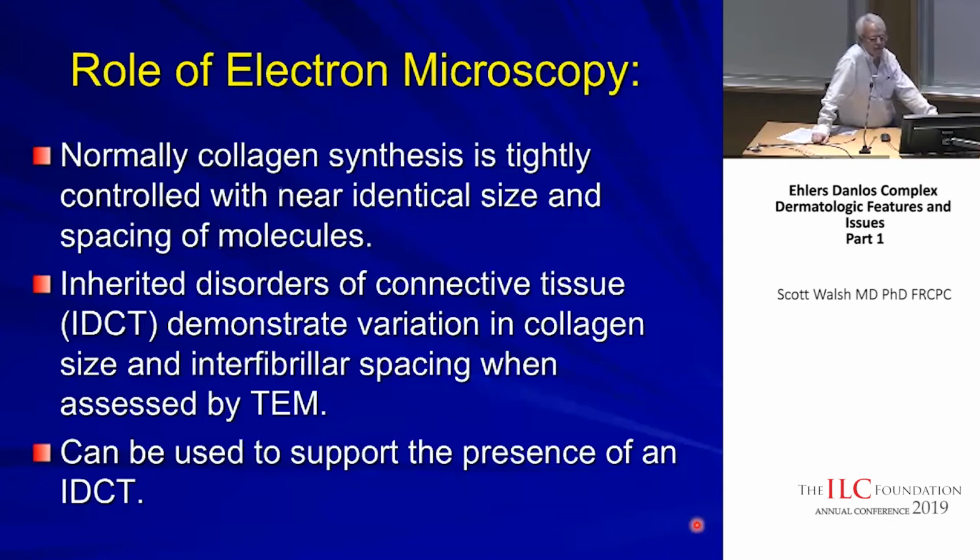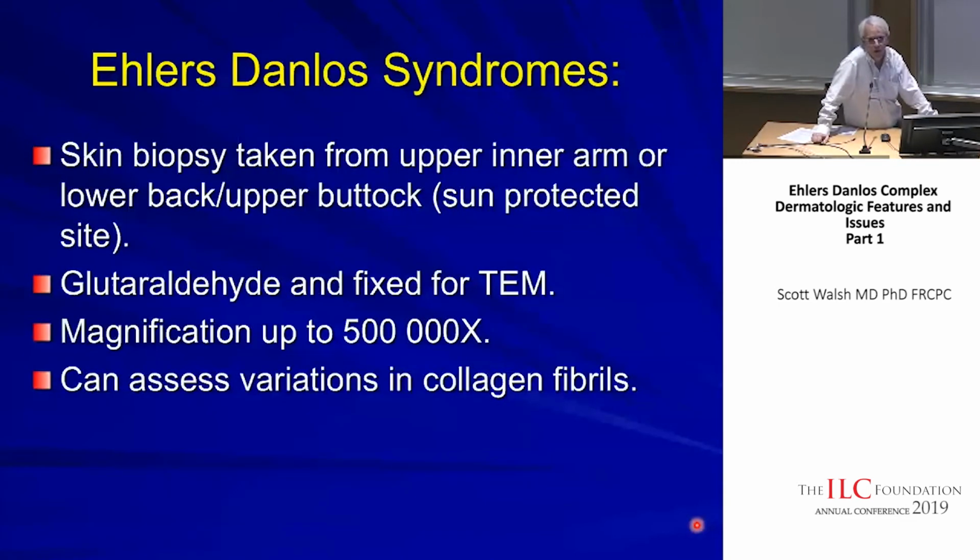So what we do is we take a skin biopsy from either the upper inner arm or the upper buttock. We want a sun-protected site because sun alters the connective tissue. It causes a lot of degradation of the elastin in the area. We put it in glutaraldehyde, we fix it for transmission electron microscopy, and you can view the proteins up to 500,000 times the size that we can see by the eye.